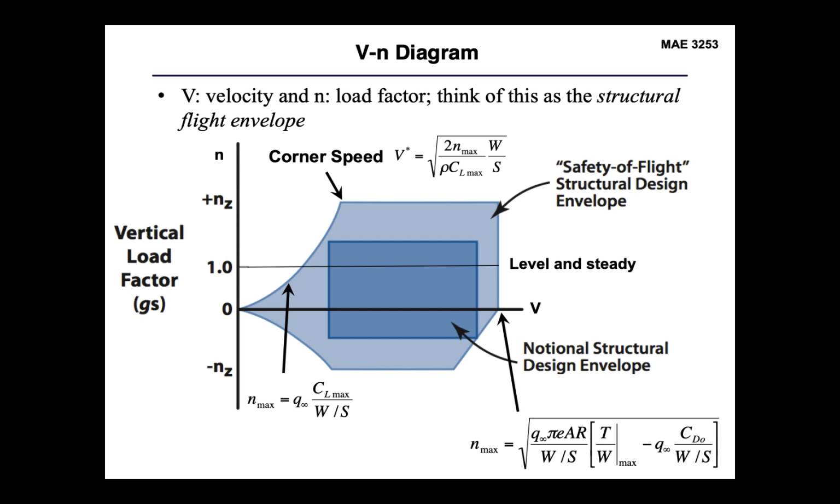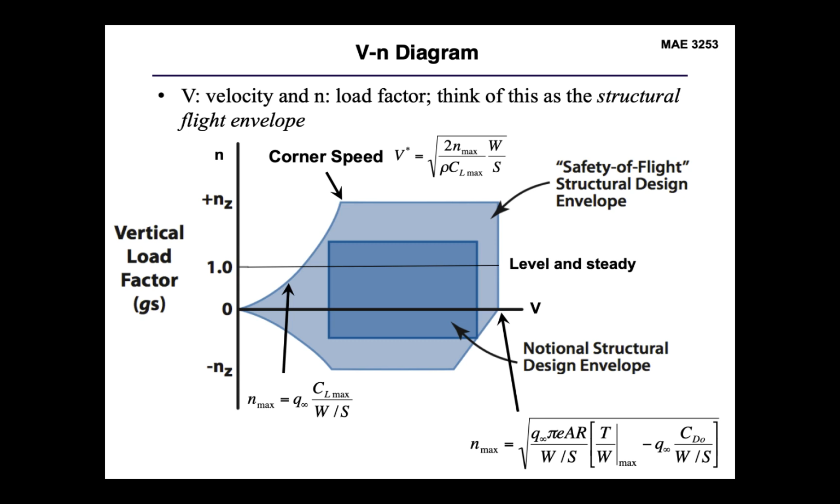And the V-n diagram, just as the name implies, is velocity versus load factor. And you can really think of this as a structural flight envelope for your aircraft, where as you're increasing velocity on the x-axis, you may be increasing or decreasing load factor on the y-axis. And it's the limits in terms of minimum velocity and maximum velocity, and then minimum load factor and maximum load factor that's going to determine your maneuvering capabilities for your aircraft, which is then going to dictate what the structural requirements for your aircraft look like.